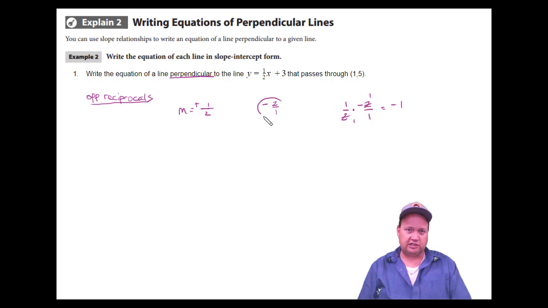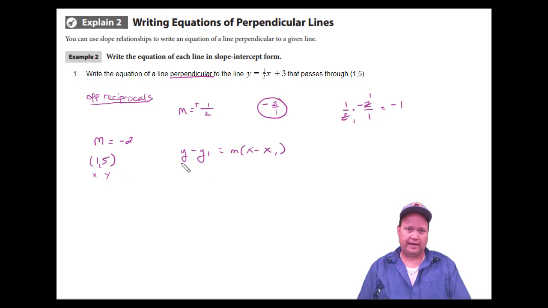So this is the slope that I'm going to use when I go to write the equation for this line. My slope is negative 2. I'm not going to put the fraction. And it's going to pass through this point, 1, 5. I'll use point slope this time, y minus y1 equals m times x minus x1, and then we're just going to go ahead and plug those in.